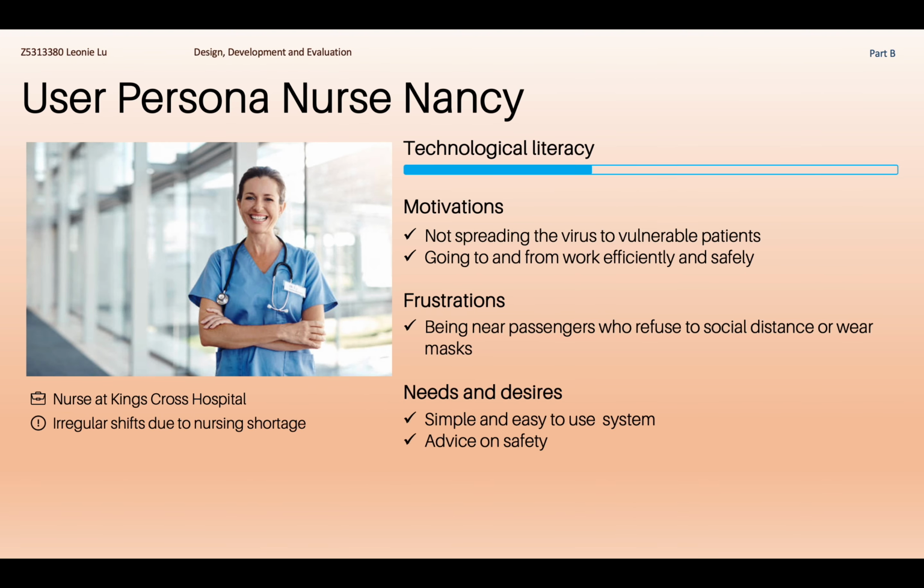My first user persona, Nancy, works as a nurse in King's Cross Hospital and takes the train to work 3 to 5 times per week. Her work schedule is highly irregular and she will be called in for extra shifts due to the nursing shortage. She rarely uses technology because she spends most of her time at work or caring for her children. Her main motivations include not spreading the virus to her vulnerable sick patients.